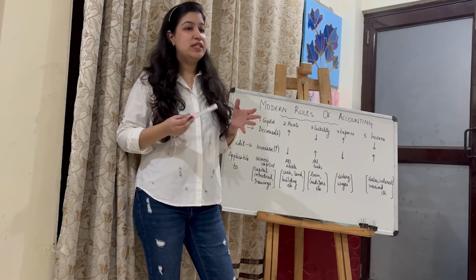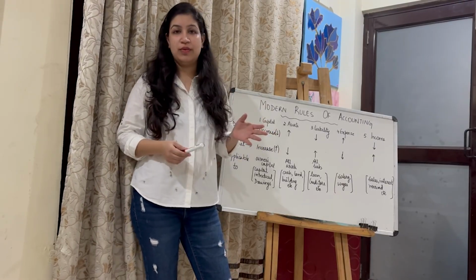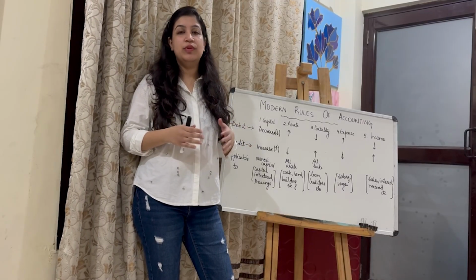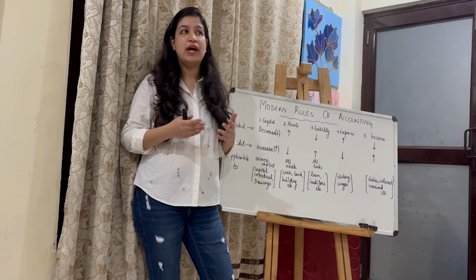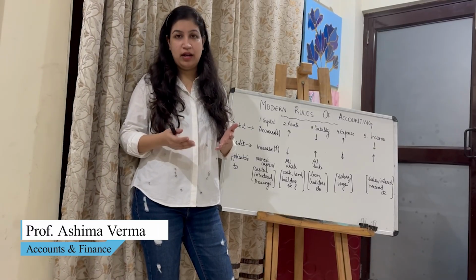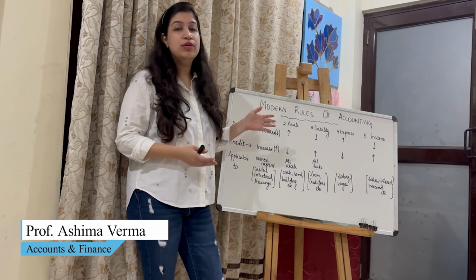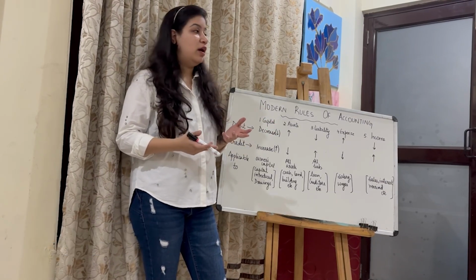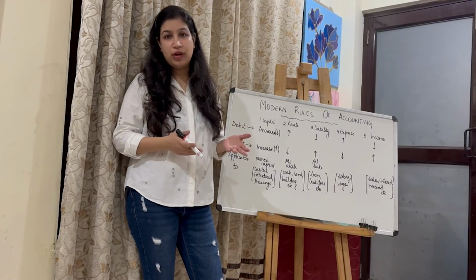So today I will start with the modern rules of accounting. First we need to understand that whenever we are trying to start with journal entries, or understanding how to write a journal entry, we need to follow some rules that are given by accounting. These are the modern rules of accounting, which according to me are more comfortable and more preferable in comparison to the traditional rules of accounting.